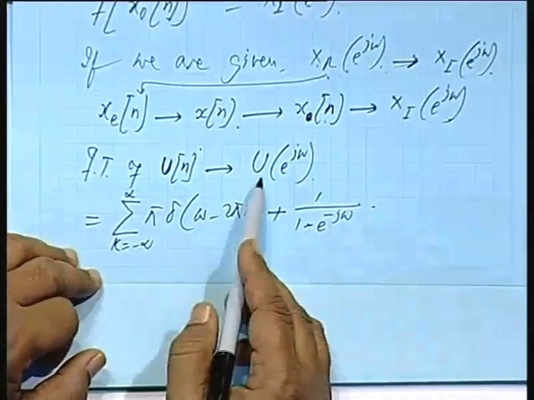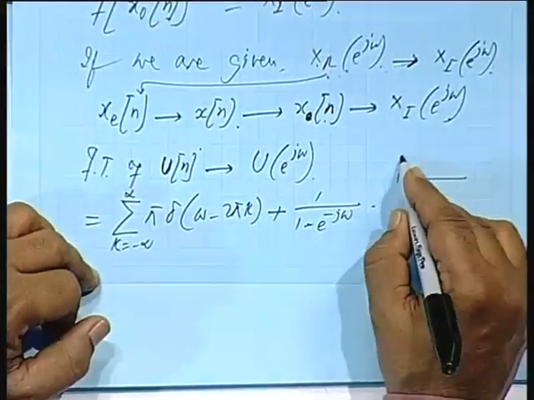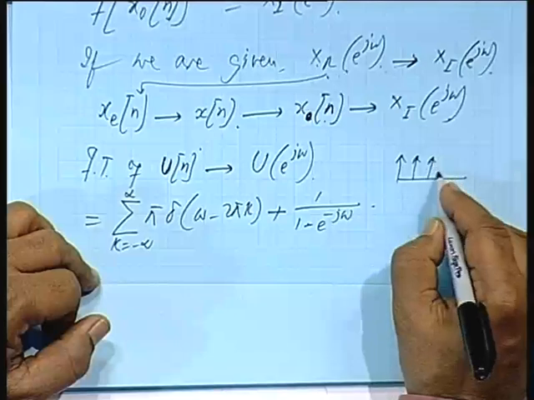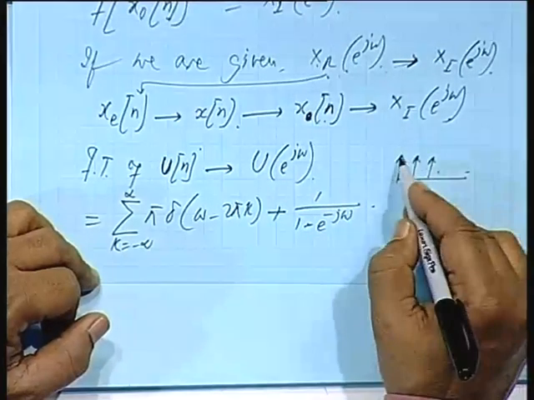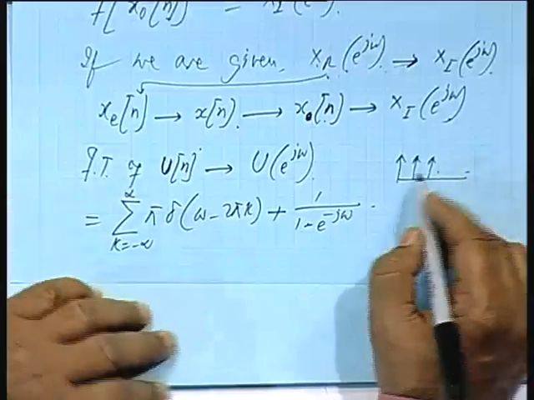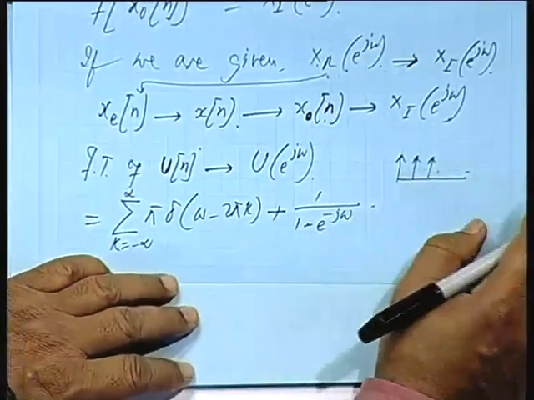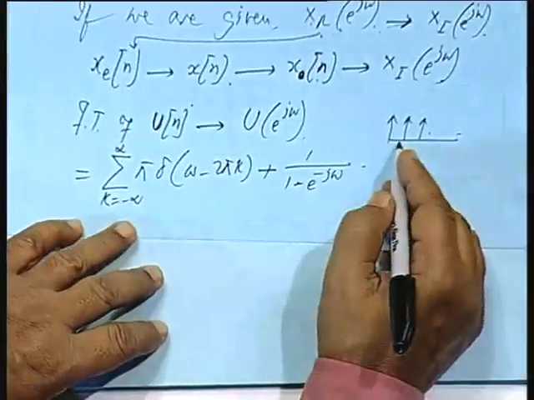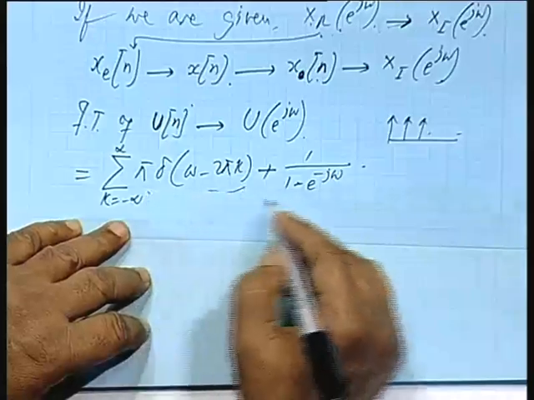Mind you, if it is just a series of ones, it would have given me this result, but since this is not an absolutely summable series, the normal Fourier transform is not possible. Anyway, that is why this additional term comes.